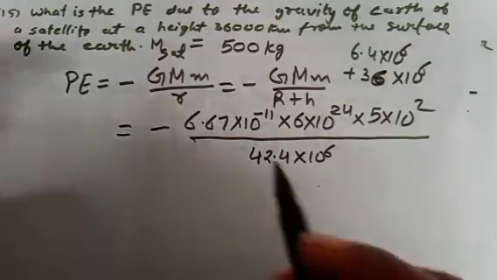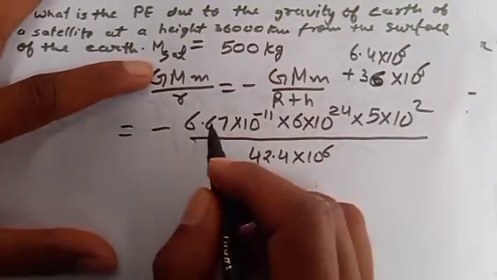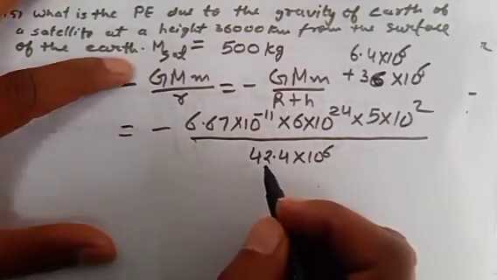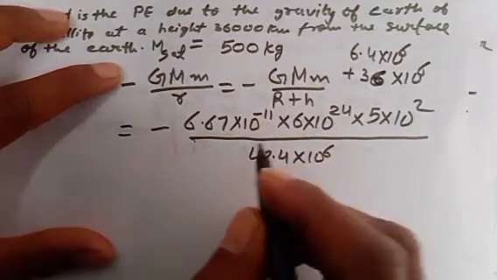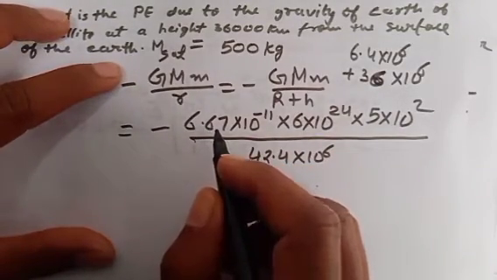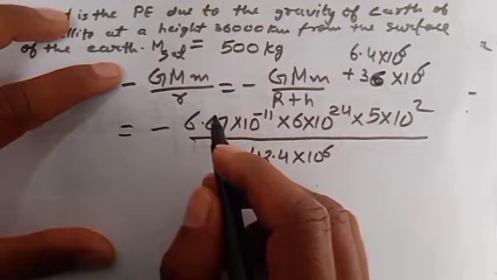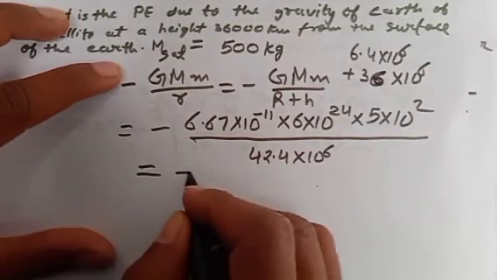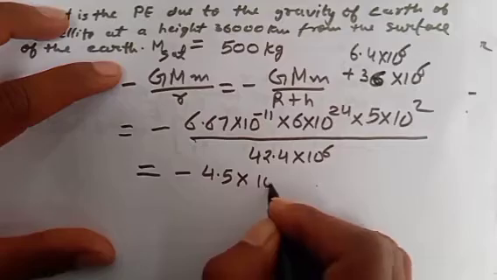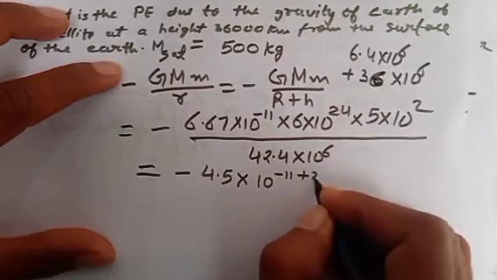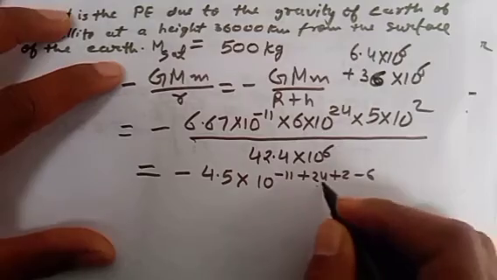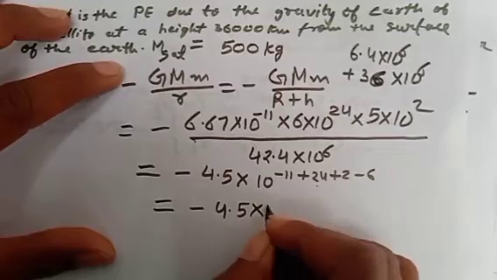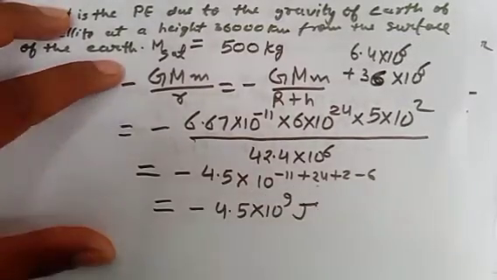So once again, approximate calculation, 6 are 30. Actually, it is close to 7. 6 7s are 42. Here we have 42. So they will approximately get cancelled, but it is not exactly 7. So we will not get 42 here, maybe 41. So 41 upon 42 is something about 0.9, and 9 fives are 45, so it will be somewhere around 4.5 into 10 to the power minus 11 plus 24 plus 2 minus 6. So 26 minus 6 is 29. So it will be minus 4.5 into 10 to the power 9 joule.